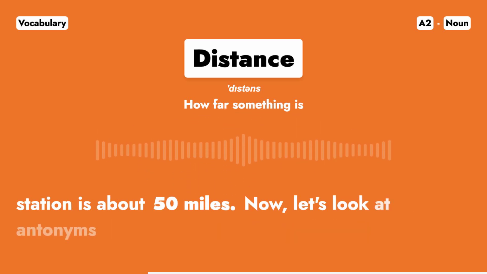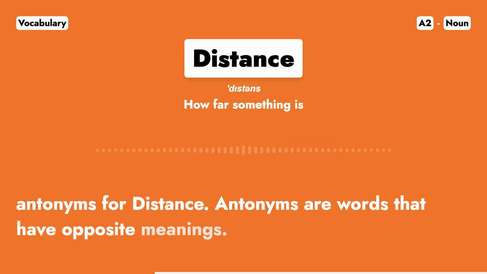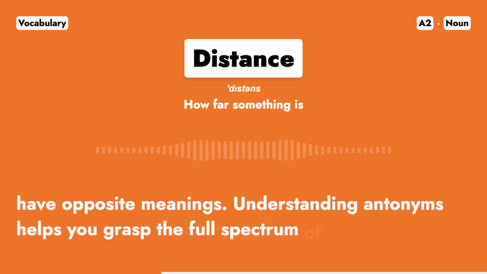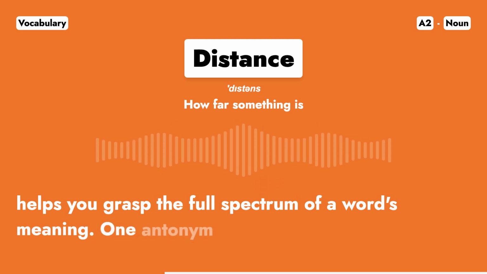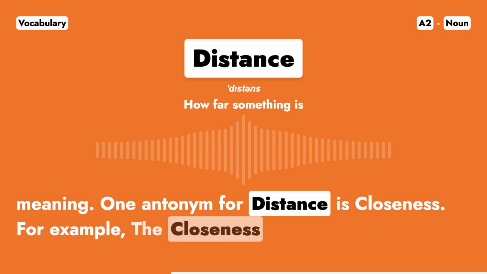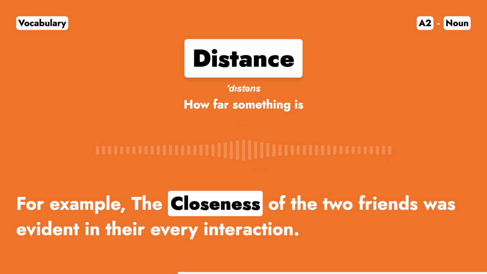Now, let's look at antonyms for distance. Antonyms are words that have opposite meanings. Understanding antonyms helps you grasp the full spectrum of a word's meaning. One antonym for distance is closeness. For example, the closeness of the two friends was evident in their every interaction.